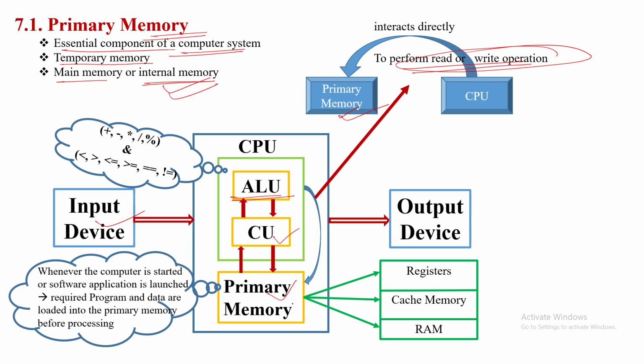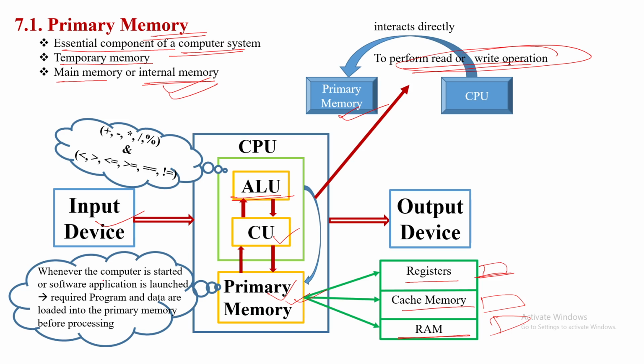Primary memory has three types: one, register; second, cache memory; third, RAM. Register has fixed storage, so only limited data can be stored in it, then afterwards cache and then afterwards RAM. So all three come under the primary memory itself.